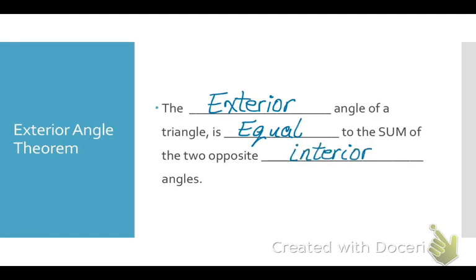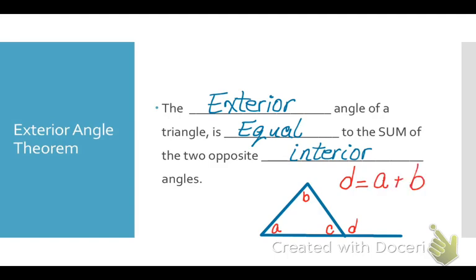Now, let's illustrate this by drawing a triangle, and you might want to do this on your paper. I want you to extend the base so that you have an exterior angle. Let's label the interior angles A, B, and C and our exterior angle D. What this theorem says is that the measurement of D has to equal A plus B. So the two angles that don't touch D, they're opposite D.